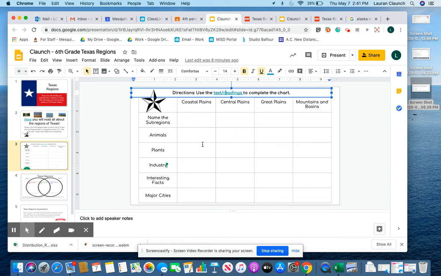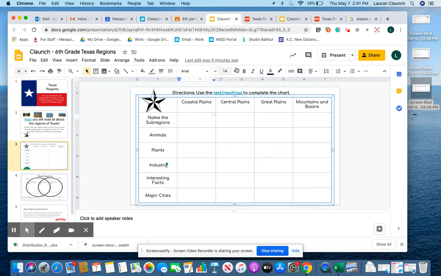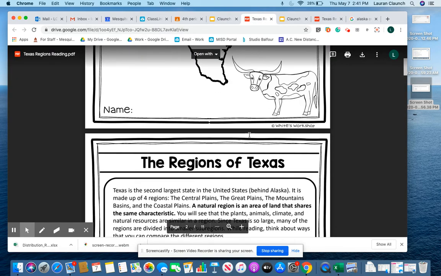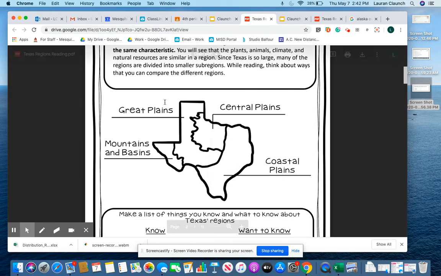So what you're going to do here is create a graphic organizer. You will probably need to lower your size a little bit so that you can type. For example, it'll say name the subregions, and this one's going to be the coastal plains, central plains, Great Plains, mountains and basins. So when you get into the reading, we'll start here. This just gives you a little overview. It shows where the regions are located.